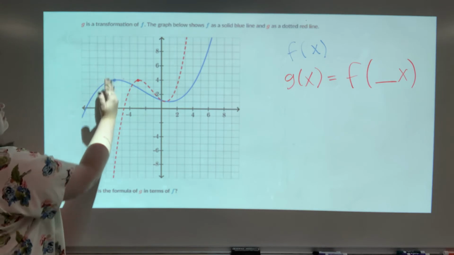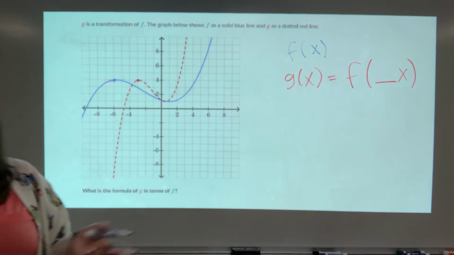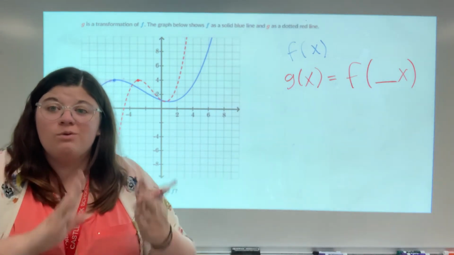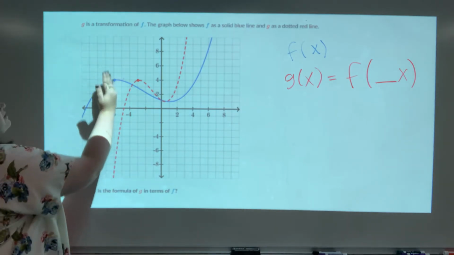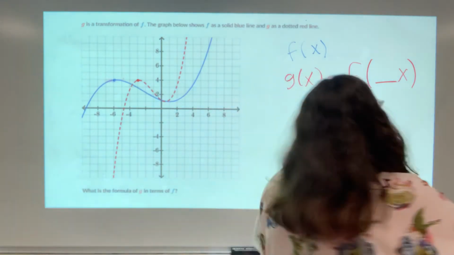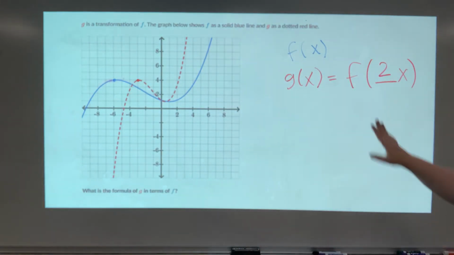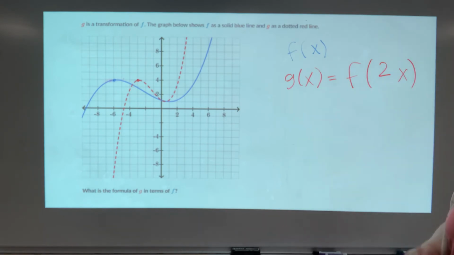I went from 6 now to 3. I cut it in half, right? So I compressed it by a factor of 2. Everything got compressed down by a factor of 2. Again, going from 6 to 3, everything got compressed by a factor of 2, all right? So I could say that my transformation rule is g of x equals f of 2x.